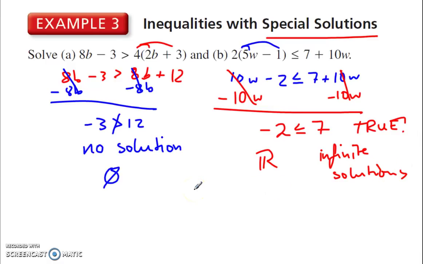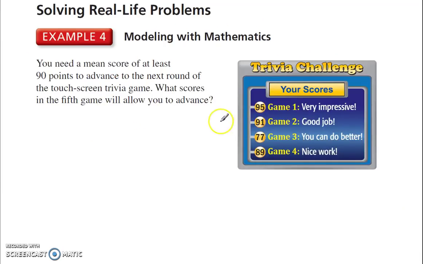All right, we'll do one more. We want to have a mean score of at least 90 points. So that means our score should be greater than or equal to. Now, one way you can do this, remember, is the algebraic way. Add these all up.